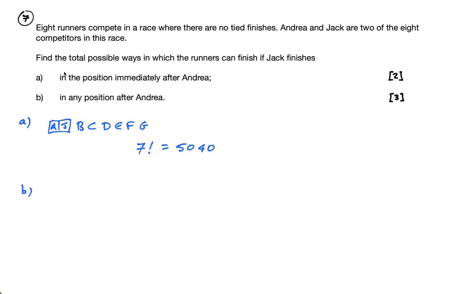Part B. Find the total possible ways in which the runners can finish if Jack finishes in any position after Andrea. Okay, well, the mark scheme does a really nice, quick way, which to be fair, I didn't think of when I looked at this question. They say basically the number of ways Andrea finishes ahead of Jack is the same as the number of ways Jack finishes ahead of Andrea. So they just get the total number of possible ways that the runners can finish, which is 8 factorial, because there's 8 people, and then divided by 2.